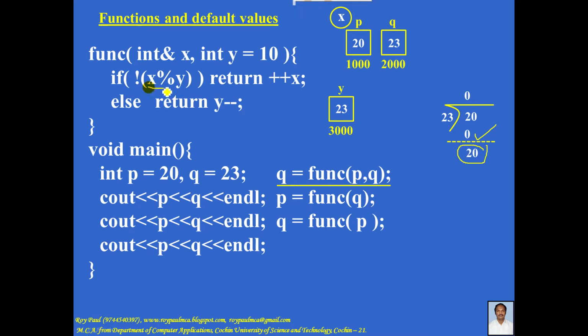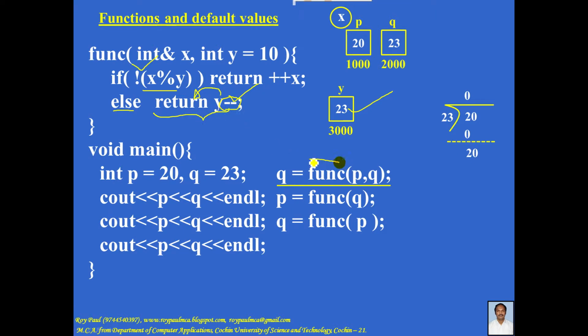So here x is 20, y is 23, so 20 modulo 23, the remainder is 20, and the exclamatory mark means the condition tested there is equal to 0. So 20 equal to 0, condition wrong, control comes to else part. This is a postfix operator. The rule is use and change, meaning y should be used for return. After returning the answer, y minus minus. So what is y? Y is 23, which means return 23.